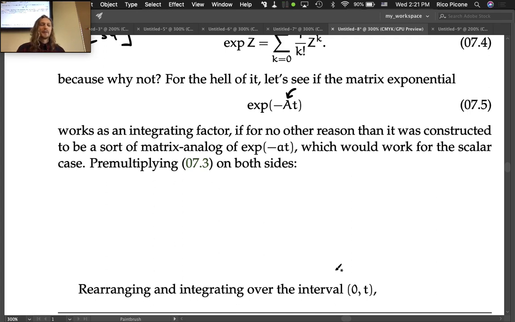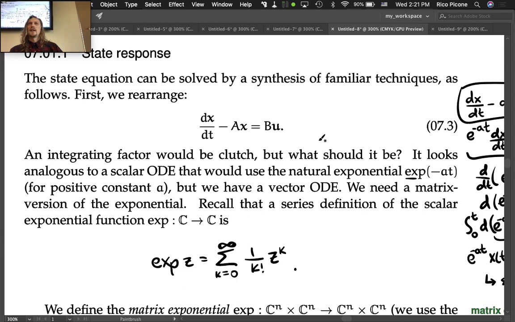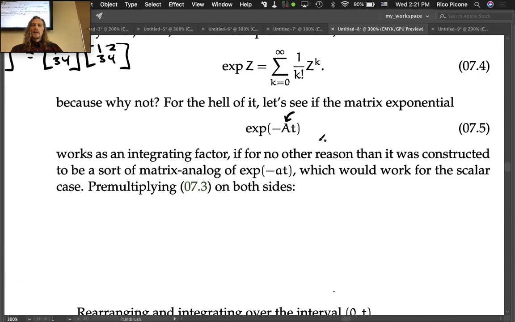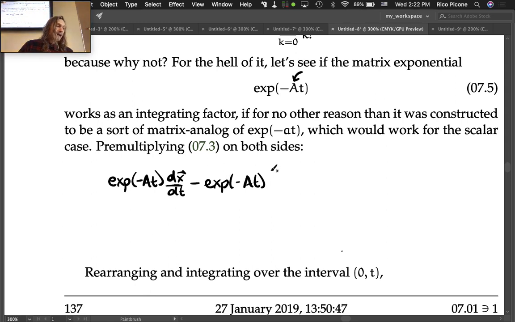So good. We're going to pre-multiply, or left multiply as it's sometimes called, equation 7.3 on both sides. 7.3, to recall, is this version of the state equation that we have rearranged a little bit. So we're going to multiply both sides by our matrix exponential and see if we can get something cool to happen. We have the matrix exponential of negative At multiplying the first term, which is dx/dt. Then the next term is, once again, another matrix exponential of negative At, multiplying the other term, which was Ax. So it's still going to be Ax. And the right-hand side is also going to pick up a matrix exponential of negative At, and it will multiply Bu.